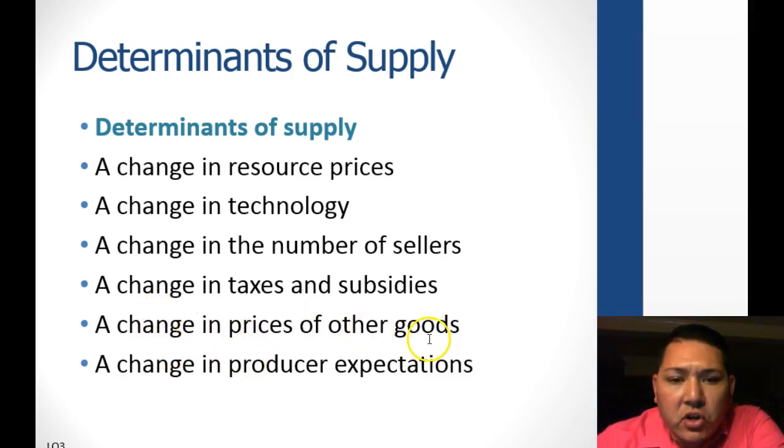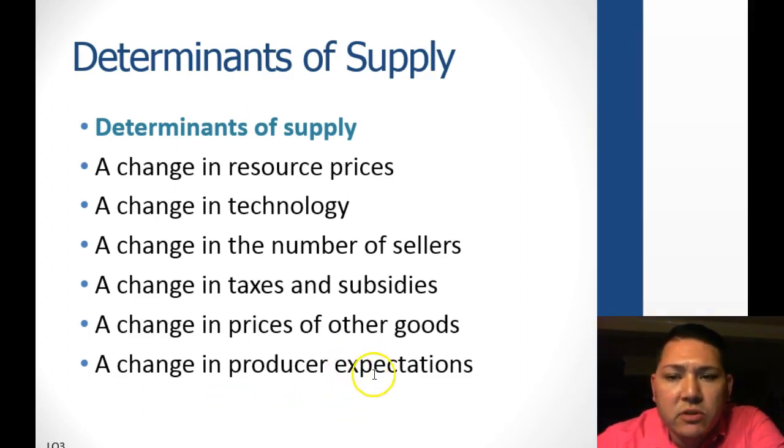Change in prices of other goods. If the price of another good that a producer could produce with the same resources rises, the supply decreases for the product the producers are currently producing. If the price of another good that a producer could produce with the same resources falls, the supply increases for the product the producers are currently producing.